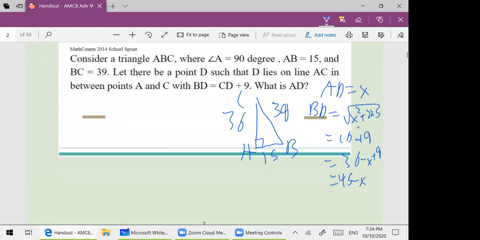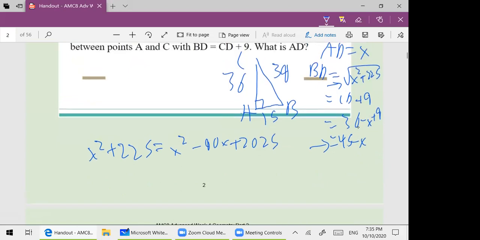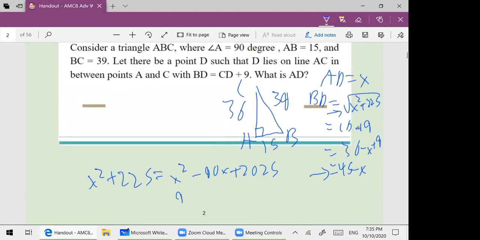So now you can square both sides of this, which tells you that X squared plus 225 equals X squared minus 90X plus 2025. So 90X equals 2025 minus 225, which implies that X equals 20. And since we defined X to be the length of AD, we have that AD is 20.